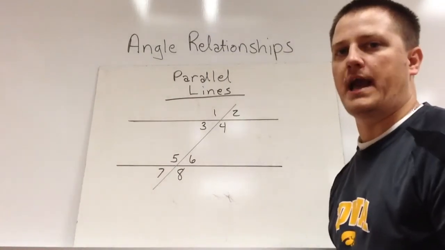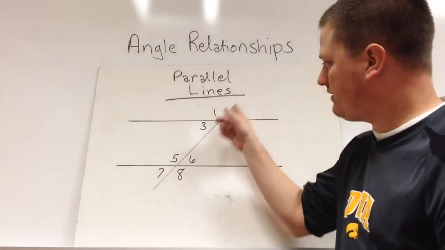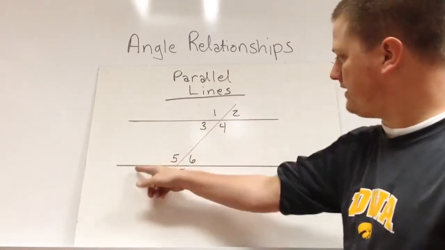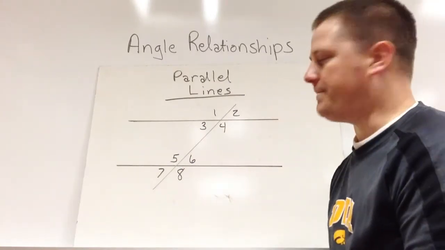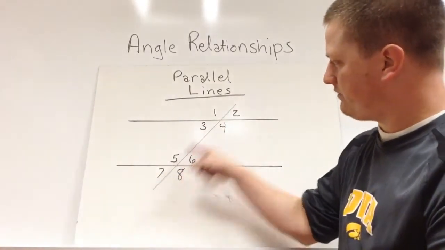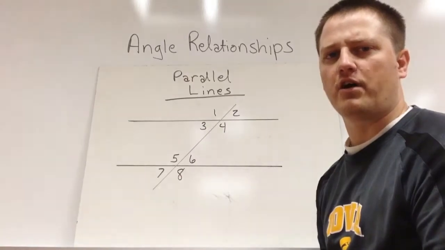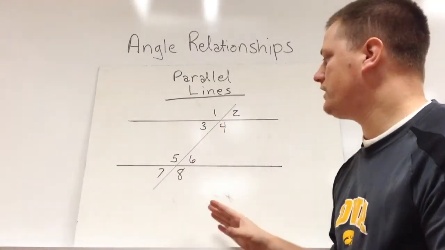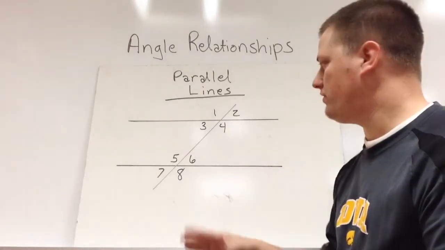Lastly, we're going to look at parallel lines and a transversal cutting them. So notice what we have here is this line here and this line here, which are parallel to each other, and this line that cuts through them is called a transversal, and it creates 8 angles. We're going to look at the relationships of those angles.